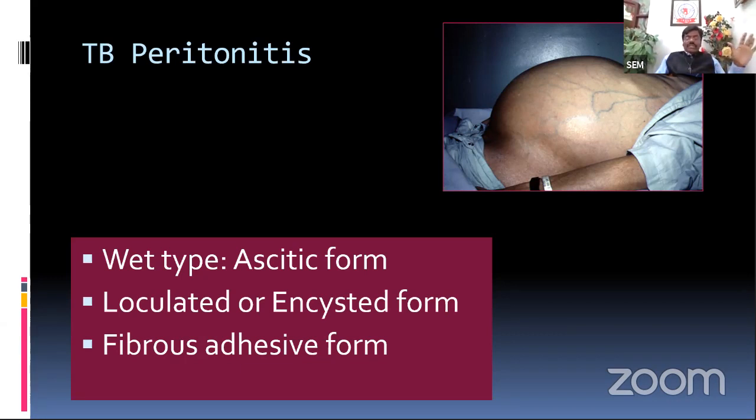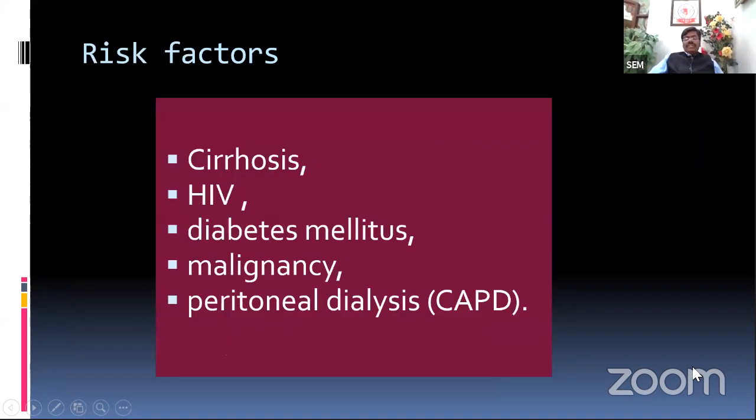So you know all the causes. Our challenge, especially in a lady, is only between 2: is it ascites because of malignancy or tuberculosis? So this is a typical ascitic form. Occasionally, they can also present with a loculated fluid or encysted fluid. Very rarely, they can present like a cocoon abdomen, like a fibrous form. That I have already told.